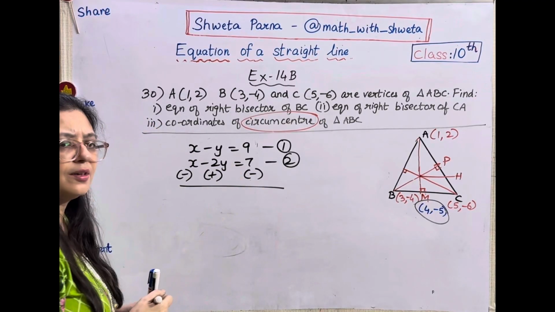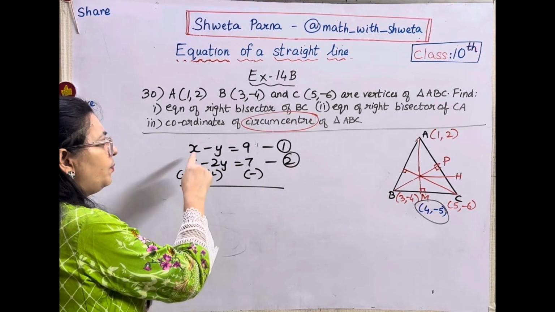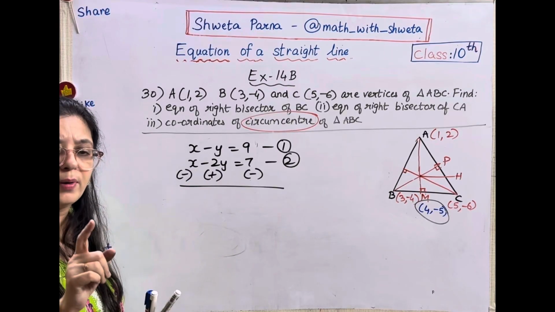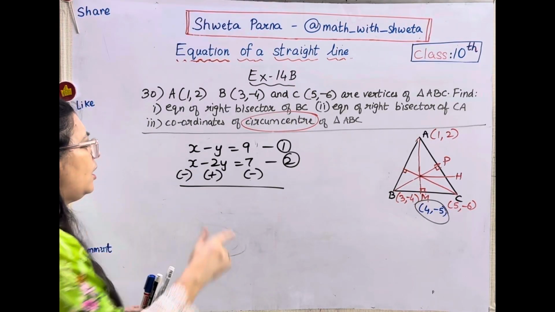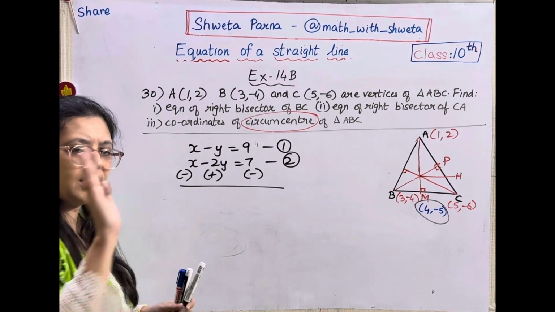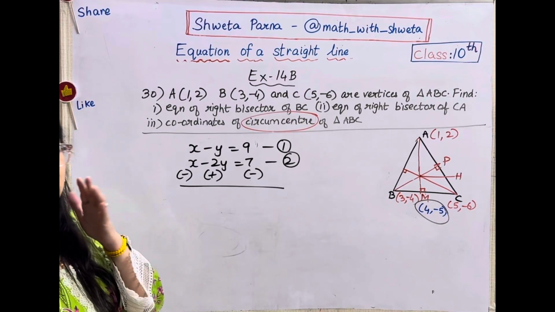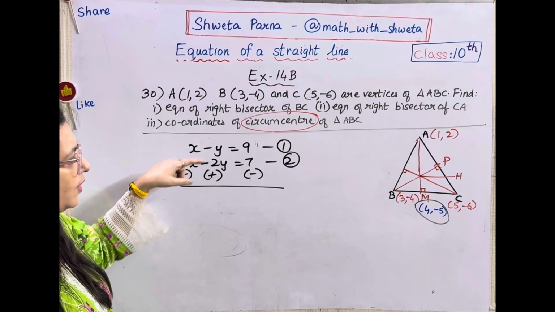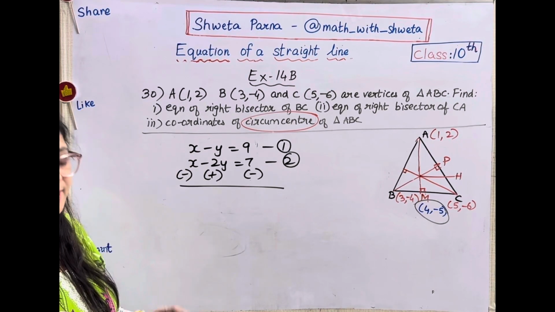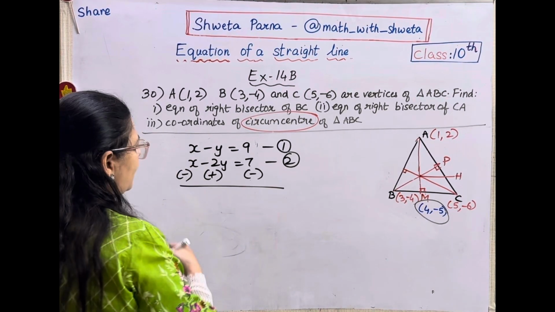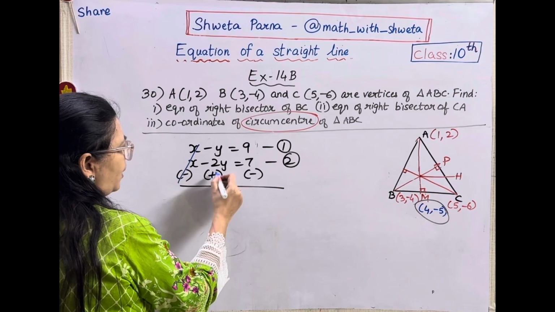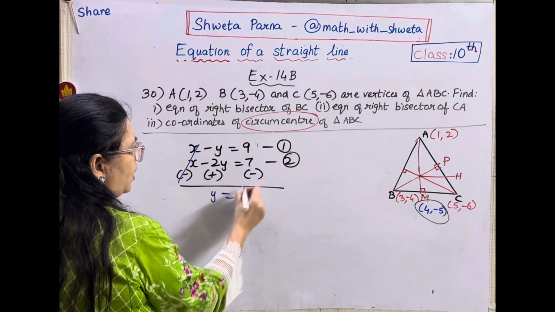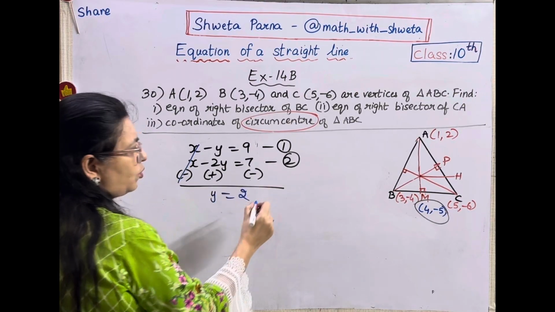Why did we change the sign? If you would have added it, x plus x would be 2x. You have to eliminate it, so you will change the sign. The easier way to remember, in simultaneous equations: whenever you have the same sign, you will subtract; and when the signs are opposite, you will add. Okay. So this gets eliminated. Minus y plus 2y is y. 9 minus 7 is 2.